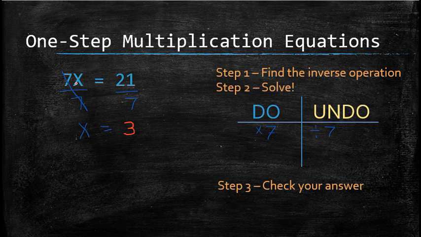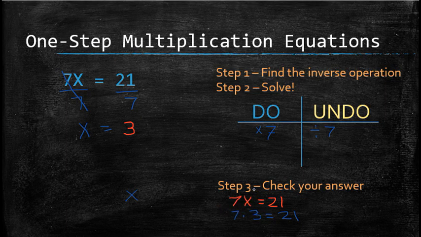I'm going to copy down exactly as it was given to me. 7x is equal to 21. I am now going to replace the variable with the value that I got when I solved this equation for that variable. So the value of x we decided was 3. So 7 times 3 is equal to 21.